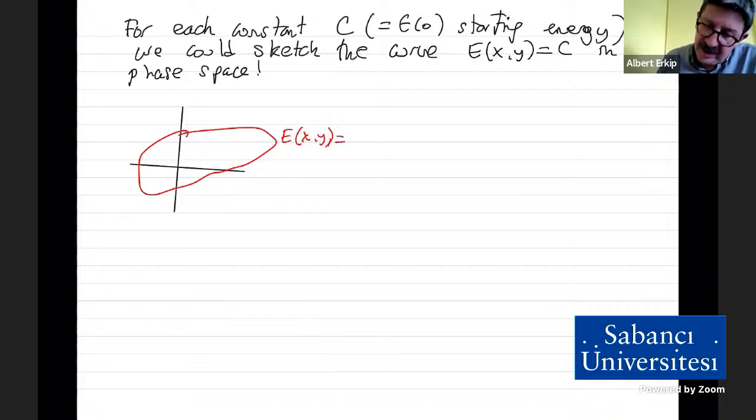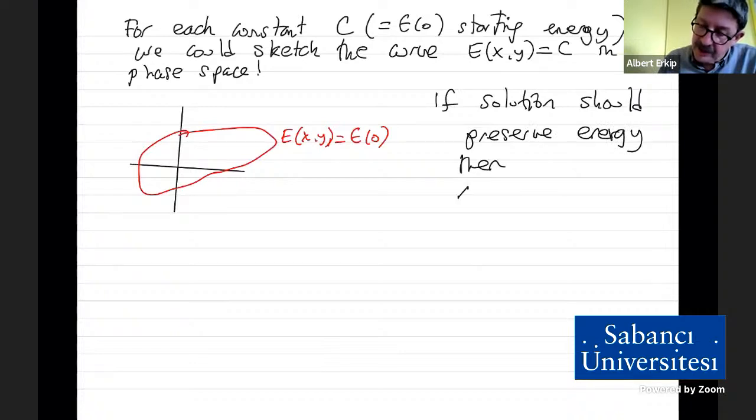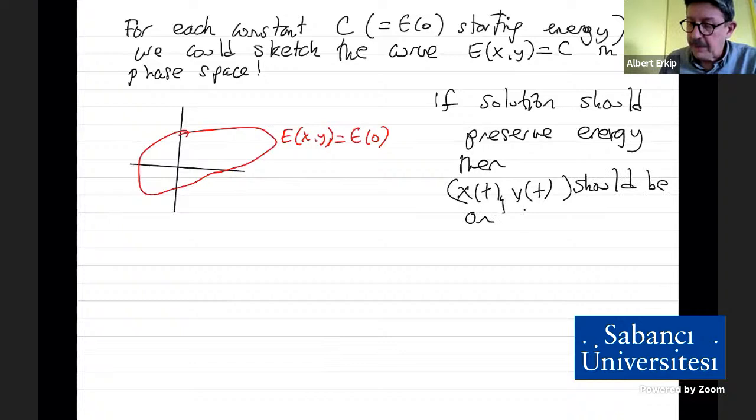equals C, E0. But now what happens if the solution should preserve energy, then x of t, y of t should be on this curve. This curve. So its solution should be like that. Now, usually this happens rarely, so we really know the trajectory. So this gives us the trajectory.